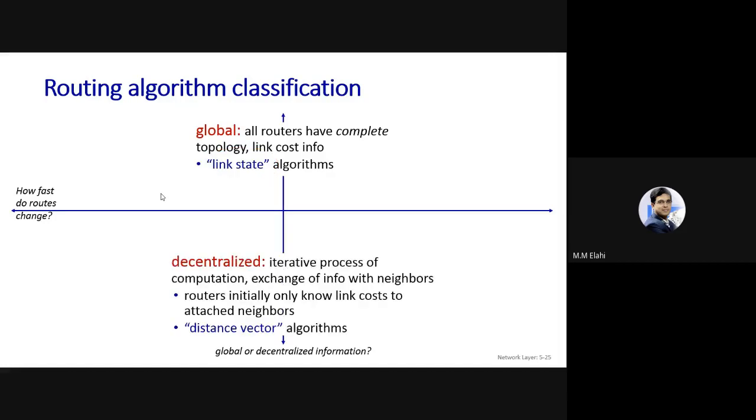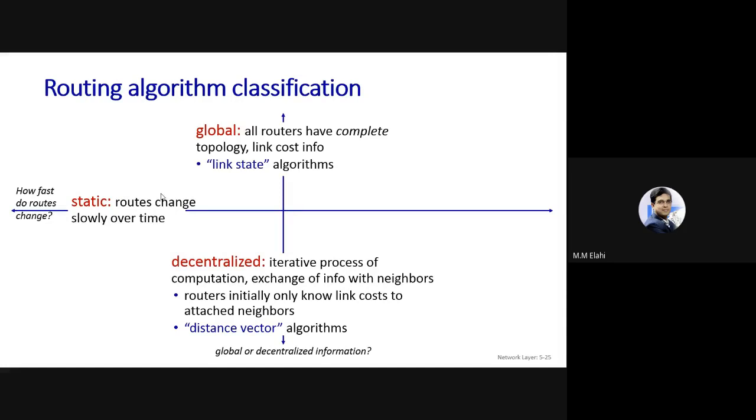Link state. And there is another one called decentralized. In that case, not all nodes need to get the entire database. It can work with a partial database, partial topology. These are called distance vector algorithms. Then, how fast do routes change?